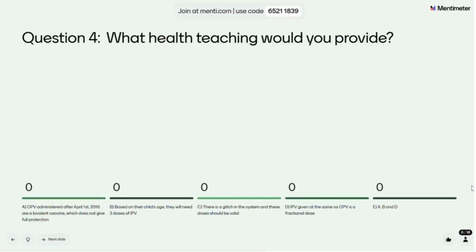Thank you. So your choices are A, to give them health teaching that OPV after April 1st, 2016 is bivalent, which would not give full protection. B, based on their child's age, they would need 3 doses of IPV. C, there is a glitch in the system, the doses should be valid. D, IPV given on the same day as OPV is a fractional dose. And E, you would choose A, B, and D.